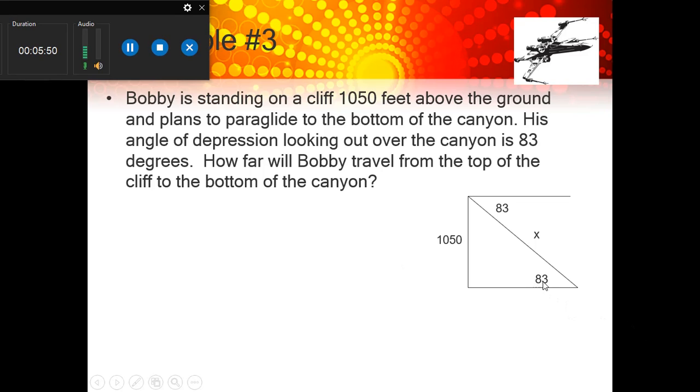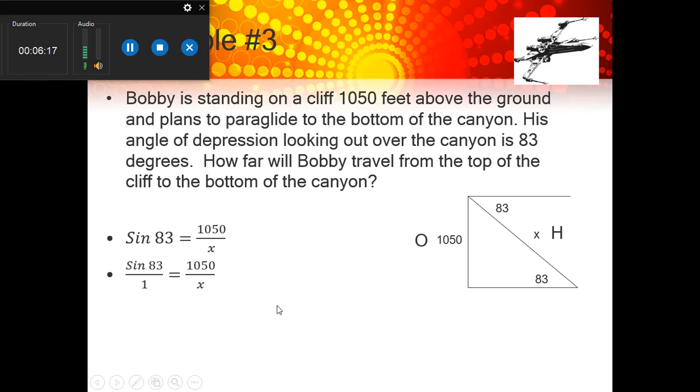I'm inside the triangle at 83, so the 1,050 is opposite me. And again, x is across from where the right angle would be. So even though it's adjacent to this, the hypotenuse wins. So this will also be the sine ratio. So we'll have sine of 83 degrees equals opposite over hypotenuse. It's okay for the x to be in the denominator. I'm going to make it a proportion.